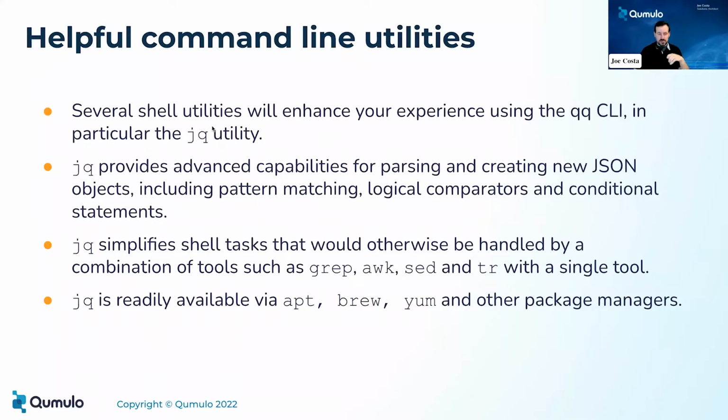So the jq utility is something that you for sure want to have installed on your machine, because it provides quite advanced capabilities for parsing and creating new JSON objects. It includes pattern matching, logical comparators, conditional statements. It's actually a mini programming language by itself. And jq would simplify shell tasks that you would otherwise have to use a combination of tools for, like grep, awk, sed, tr. You replace all that with a single tool. It makes things quite a bit easier.